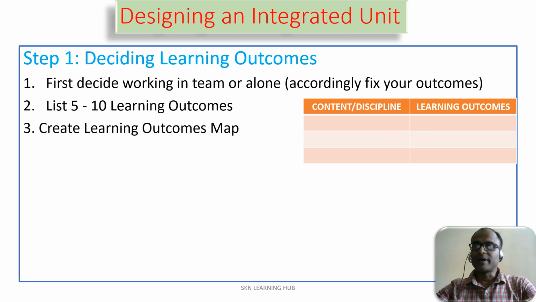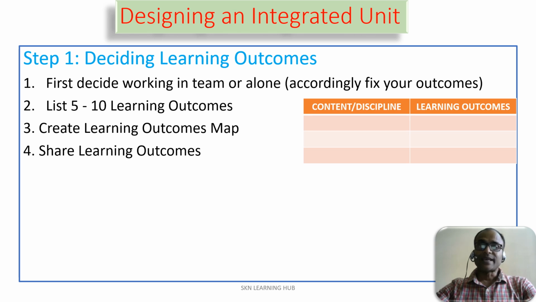Draw a 2-column grid on a paper. Enter each subtopic or discipline title in the left column and the corresponding learning outcomes in the right column, and accordingly complete that table. Then share your learning outcomes with your team members.